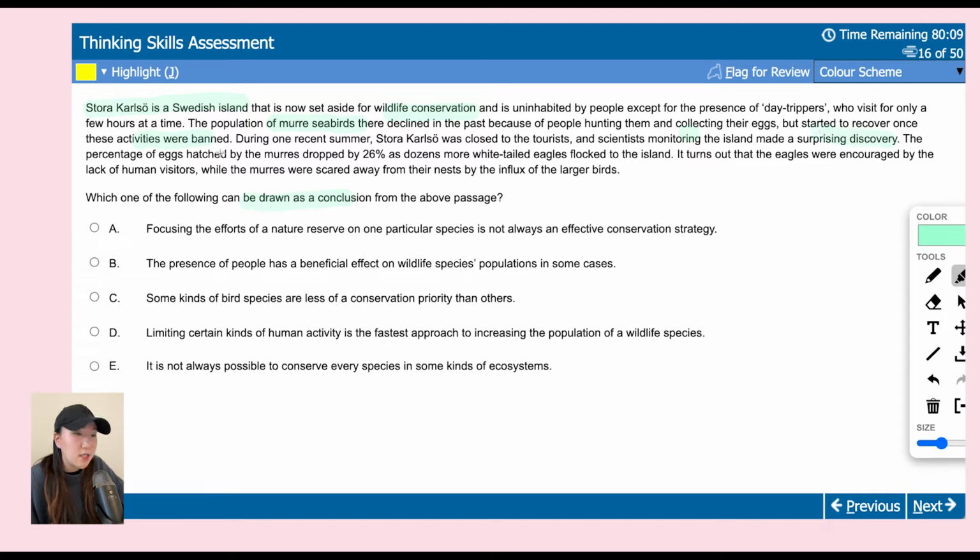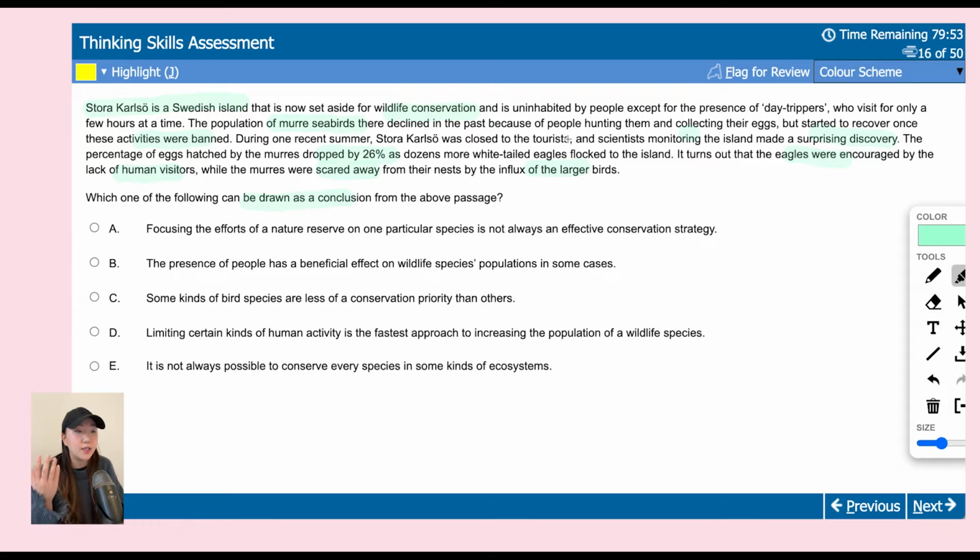What they found was the percentage of eggs hatched by the Mers dropped by 26% due to white-tailed eagles which flocked to the island. Turns out eagles came because of no humans, and Mers were scared by the bigger eagles. So a pretty simple thing that's happened here.